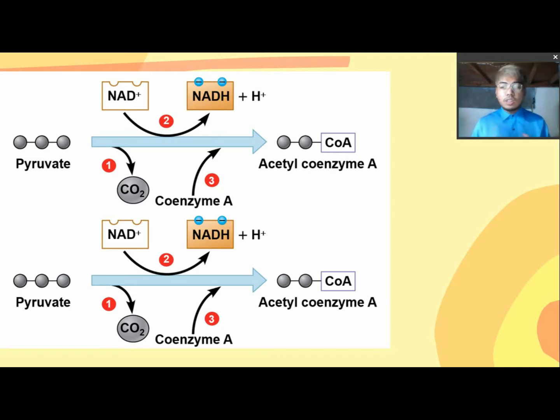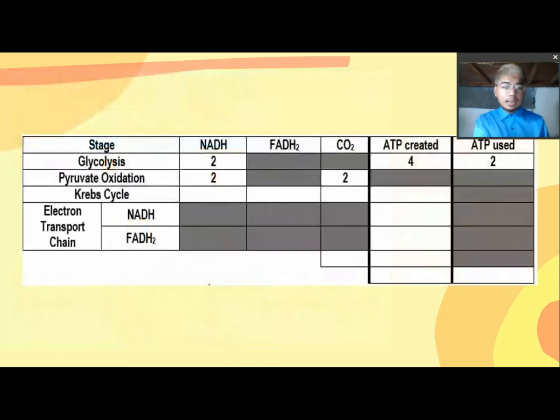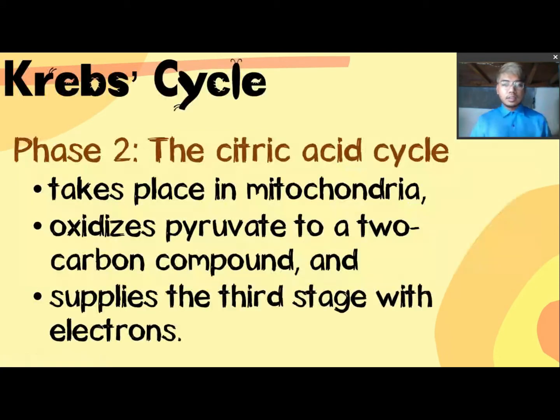So once again, these are the different things happening during pyruvate oxidation. The first one, the release of carbon dioxide. The second one, the reduction of NAD plus to NADH, and the attachment of the coenzyme A, creating acetyl-CoA that will now enter the mitochondrion to be utilized in the Krebs cycle, also known as the citric acid cycle. So please take note. In the case of pyruvate oxidation, 2 NADH were created, 2 carbon dioxide were released, and no ATP was created nor utilized.